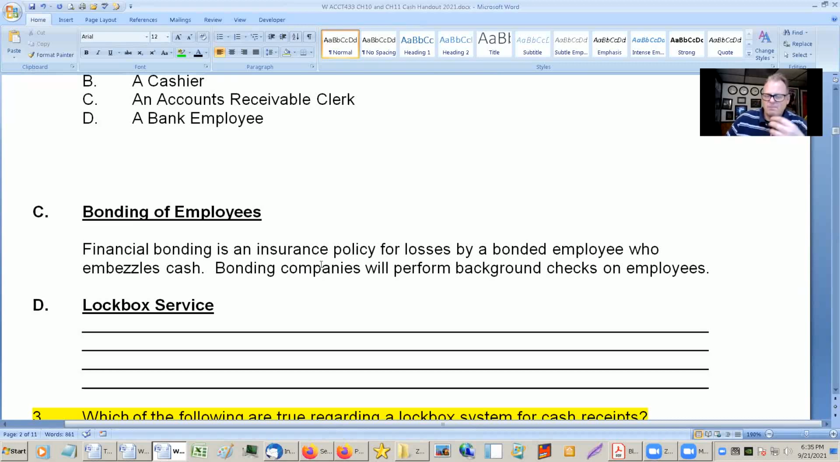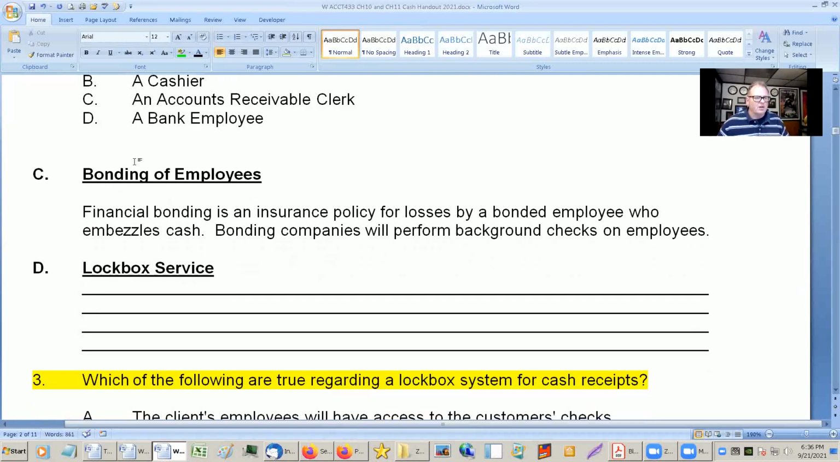It's also an insurance policy. They'll pay up if someone does embezzle money. But the more important thing is that it's their job to look into employees' pasts and see if there's anything that raises questions. So bonding an employee is just an insurance policy, that's really all it is. But the background checks are really the main thing you're paying for there.